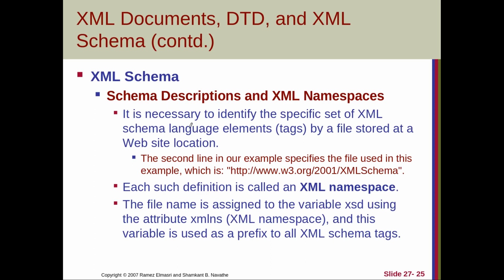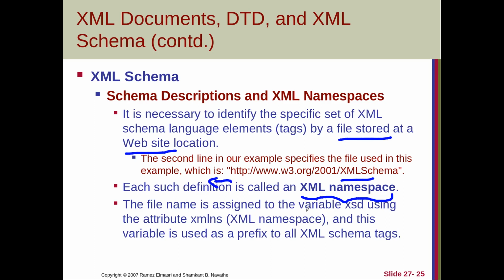So first statement: it is necessary to identify the specific set of XML schema language elements by a file stored at a website location. In order to identify the set of rules, the schema language elements, from where we are getting them, we need to specify the URL of that particular website. That is why we are using the second line, the file used with http://www.w3.org. This definition is called an XML namespace, assigned to a variable called XSD, that is called the XML namespace.